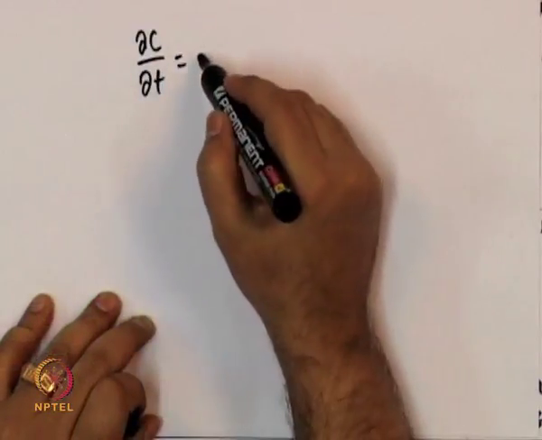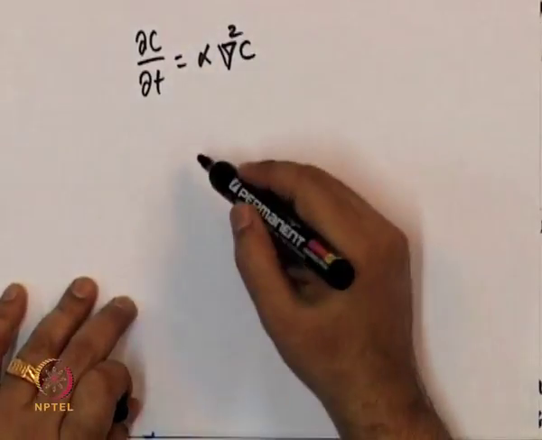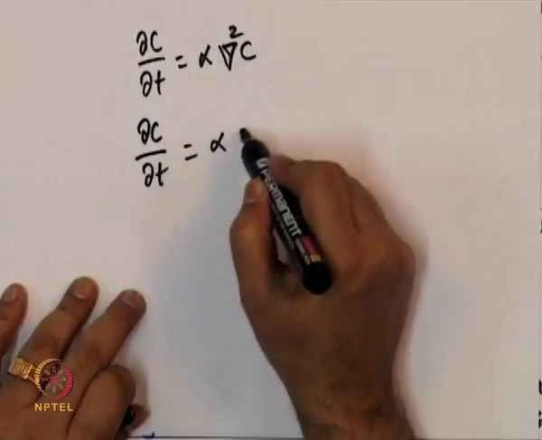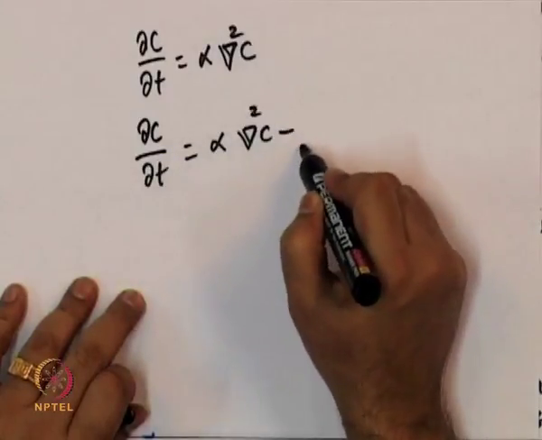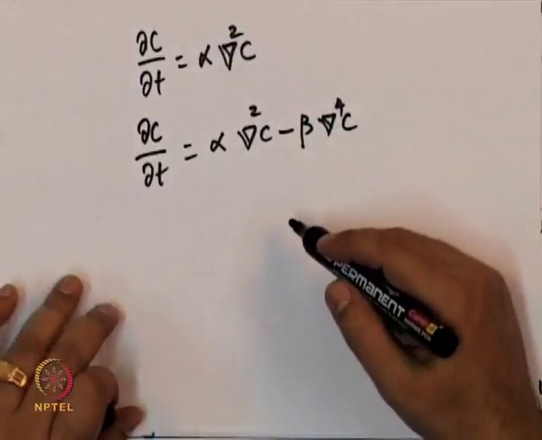So we had the equation like dou C by dou T equal to some alpha del squared C, which is like the classical diffusion equation. So we found that dou C by dou T equal to alpha del squared C minus some beta del power 4 C is the Cahn-Hilliard equation.